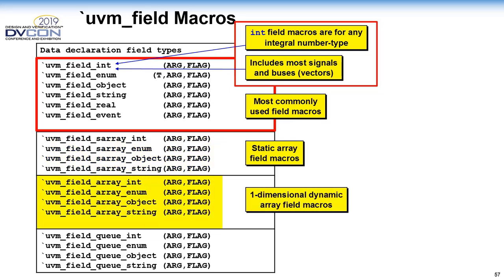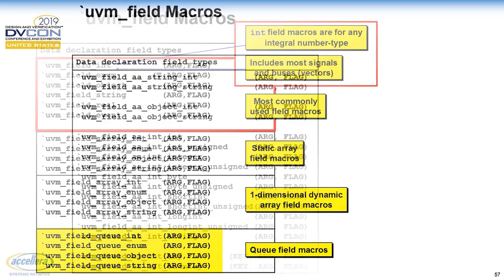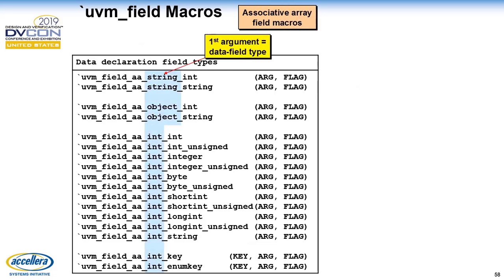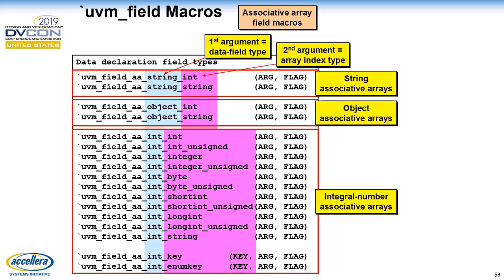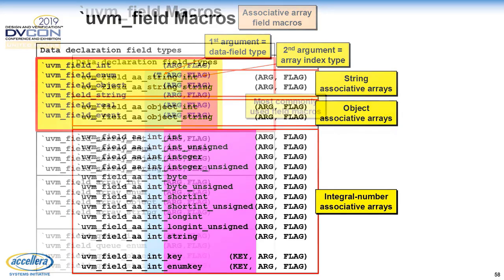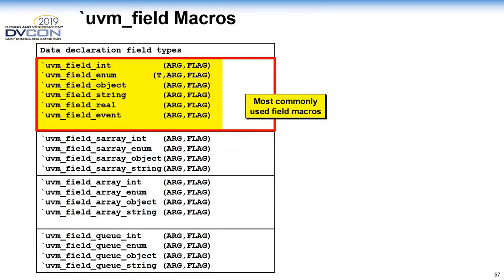There are also one-dimensional dynamic array field macros. There's field macros for queues. And if you're also working with associative arrays, then you've got field macros where the first type is the data field type. The second field is the index type for your field macros. So now you have field macros for string associative arrays, for object handle associative arrays, and for integer type associative arrays. So there's a large number of field macros there, but, I will back this up a minute, the only ones you typically have to remember are the ones at the top there. Those are the ones that are used most often, with UVM field int being certainly by far the most commonly used field macro.